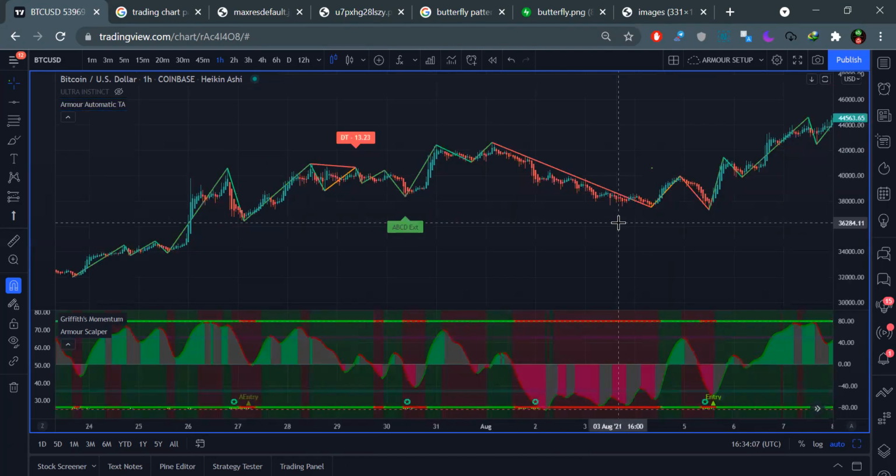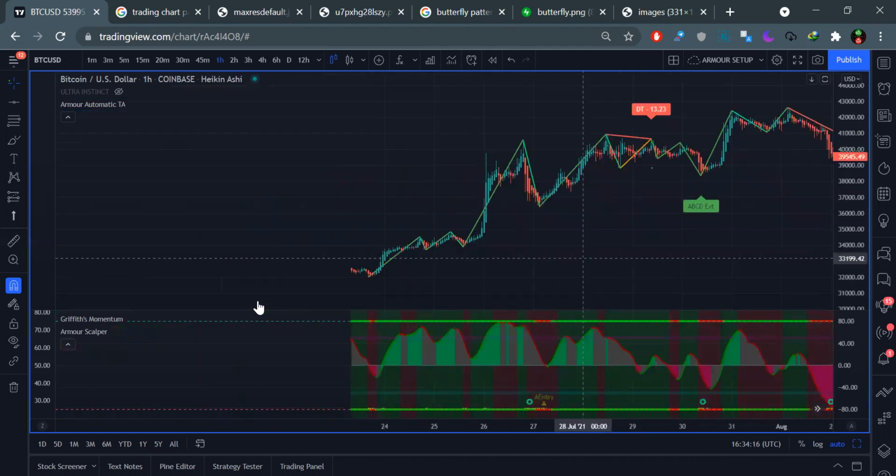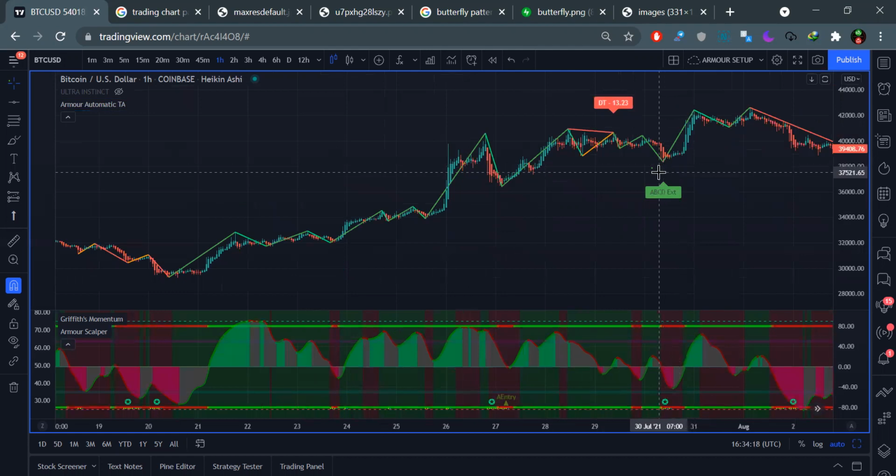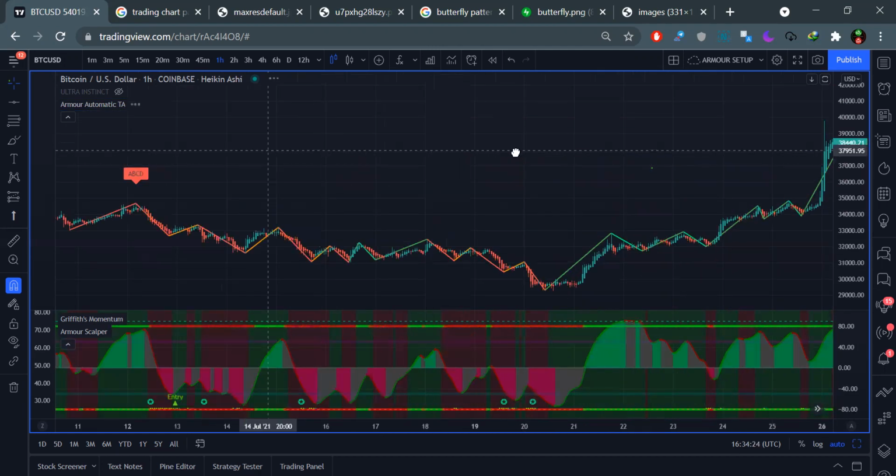By the way, whenever we see an entry signal here, it confirms that this is the double bottom. And the entry signal is like solid confirmation that the price is about to reverse. Plus, this ABCD exit label is also very good.